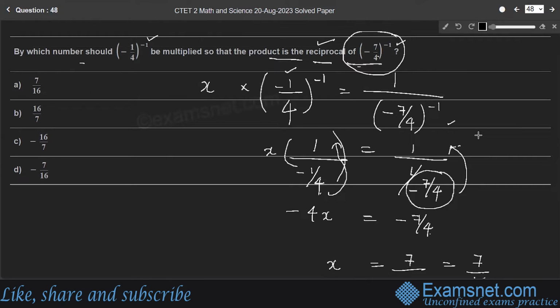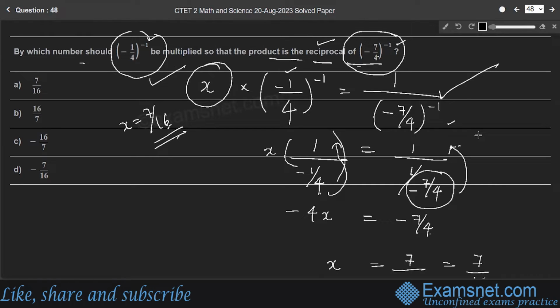So by which number should the given number minus 1 by 4 raised to minus 1 be multiplied so that we get the product as the reciprocal of minus 7 by 4 raised to minus 1? The value of x we got is 7 by 16. So by 7 by 16, we have to multiply the given number so that the product should be like this. So option A is the right answer.